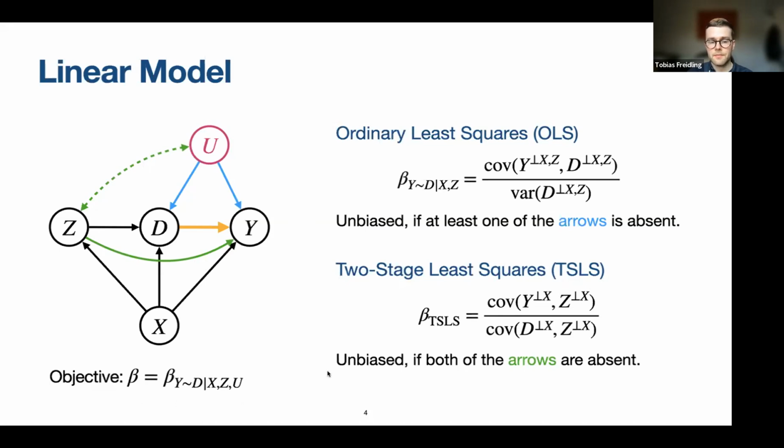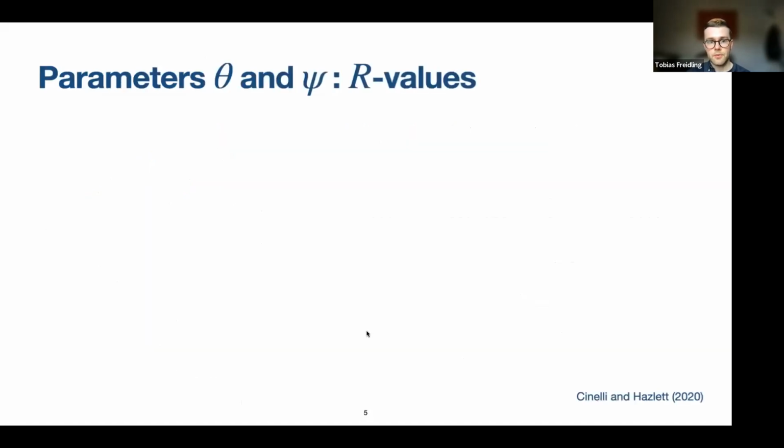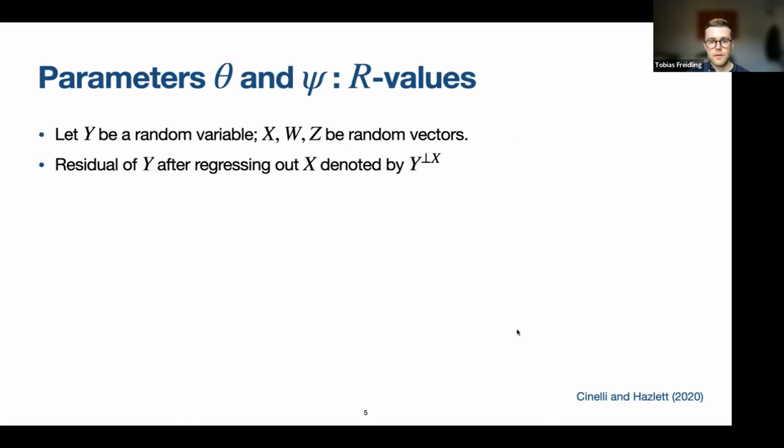Okay, so having defined our objective, now let's look at the parameters. And our idea here is to use R values or R square values, which was, I think, prominently proposed for the first time in this paper by Cinelli and Hazlett. So a little bit of notation here for this slide and the next one. Y is a random variable, X, W, and Z are random vectors, and we denote the residual of Y after regressing out X by this term here.